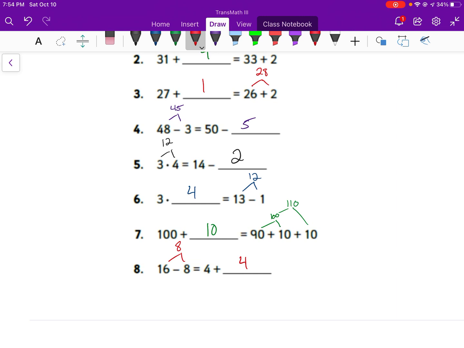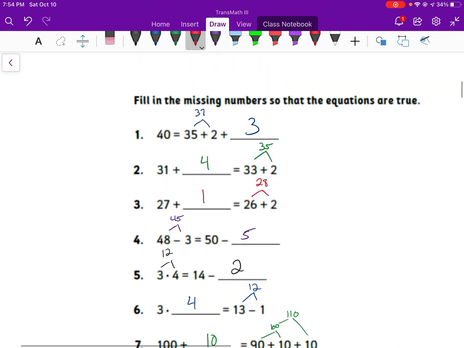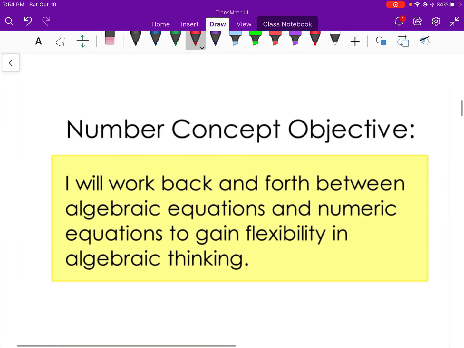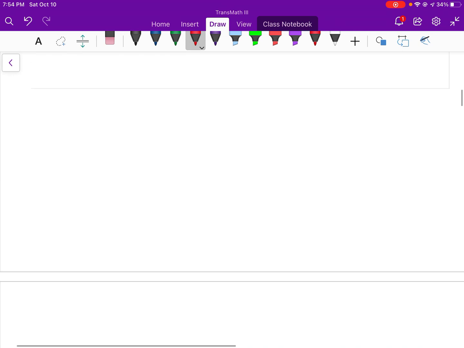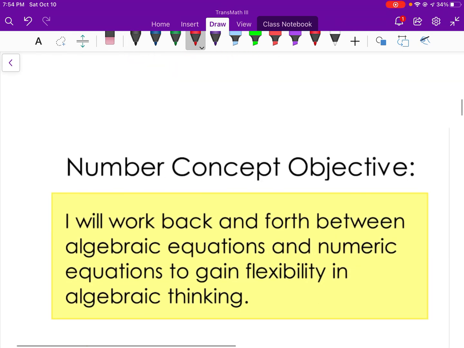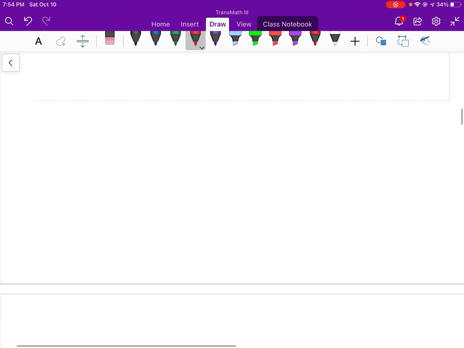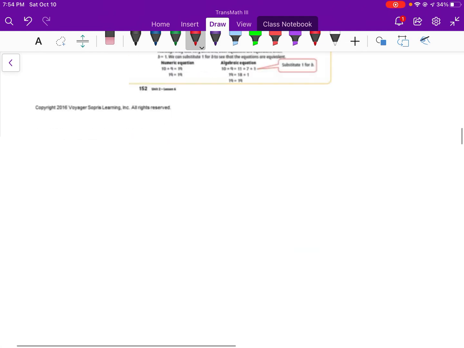Okay, we're going to have to use these types of ideas for our lesson today, on our apply skills. So our objective for today: work back and forth between algebraic equations and numeric equations to gain flexibility in algebraic thinking. What we were dealing with up here were numeric equations. So we're going to try to write those as algebraic equations where we have variables.